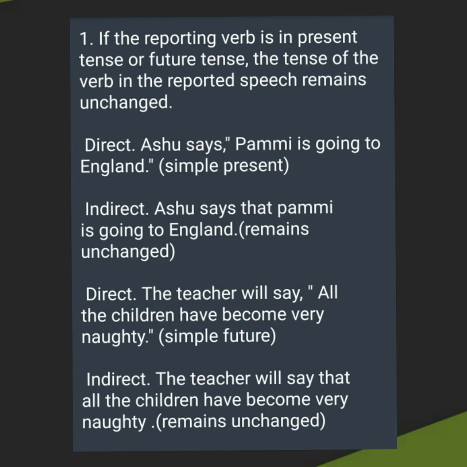If the reporting verb is in present tense or future tense, the tense of the verb in the reported speech remains unchanged. Ashu says Pamini is going to England. Here is going is the present tense. So the present tense remains unchanged because the reporting verb is says. Ashu says that Pamini is going to England. Next one, the teacher will say all the children have become very naughty. In this sentence, the reporting verb, that is will say, is in future tense. So it remains unchanged. The teacher will say that all the children have become very naughty.